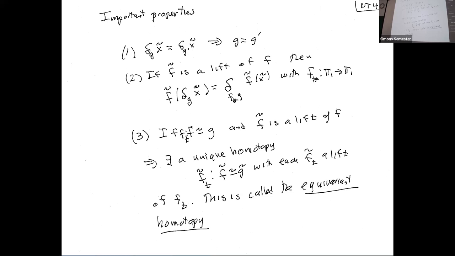If you have a homotopy downstairs, and you lift one of the maps, there's a unique homotopy to the other, which is equivariant. So equivariant homotopies will allow us, in the covering space, to compare homotopic maps.